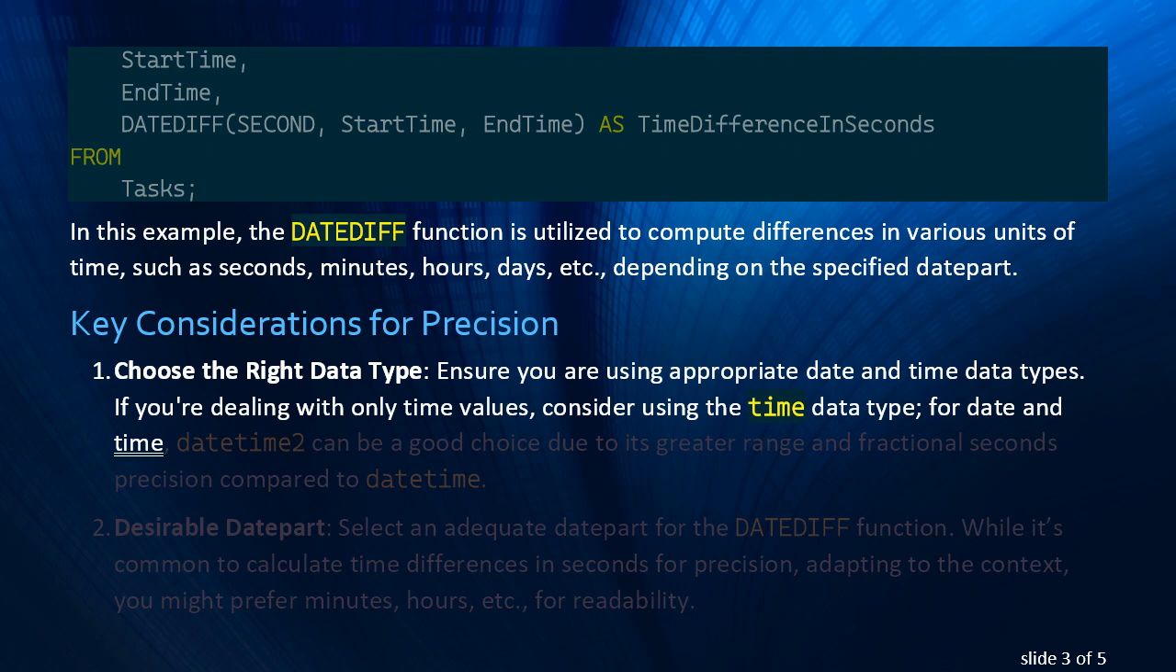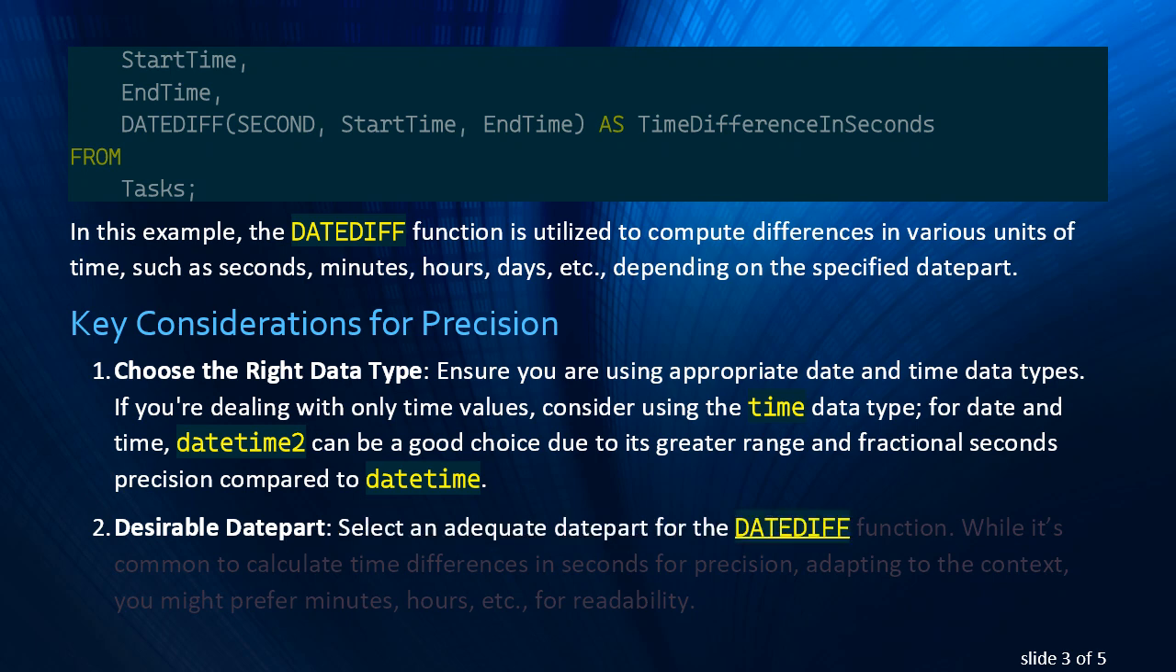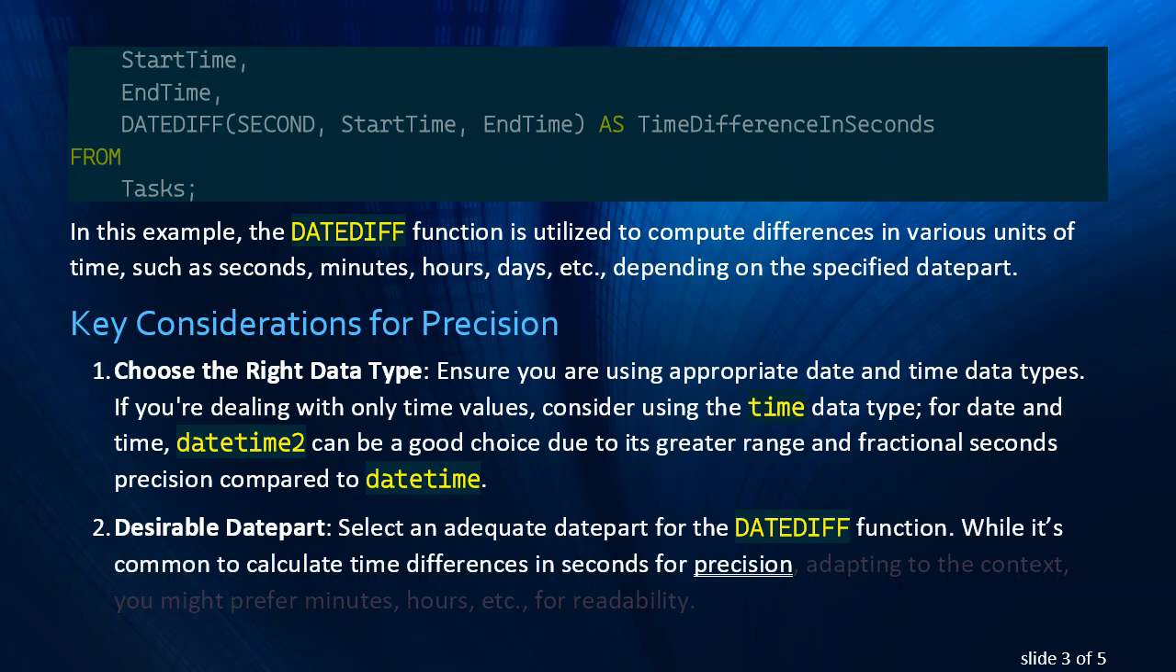For date and time, datetime2 can be a good choice due to its greater range and fractional seconds precision compared to datetime. Desirable datepart. Select an adequate datepart for the DATEDIFF function. While it's common to calculate time differences in seconds for precision, adapting to the context, you might prefer minutes, hours, etc. for readability.